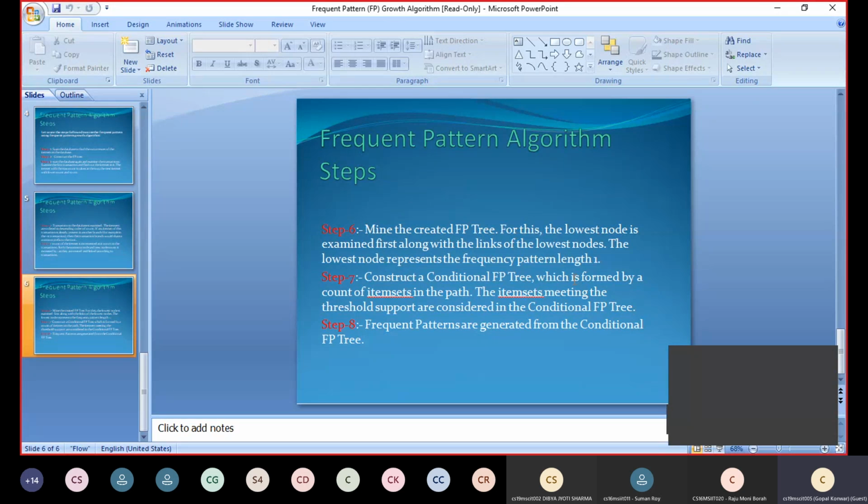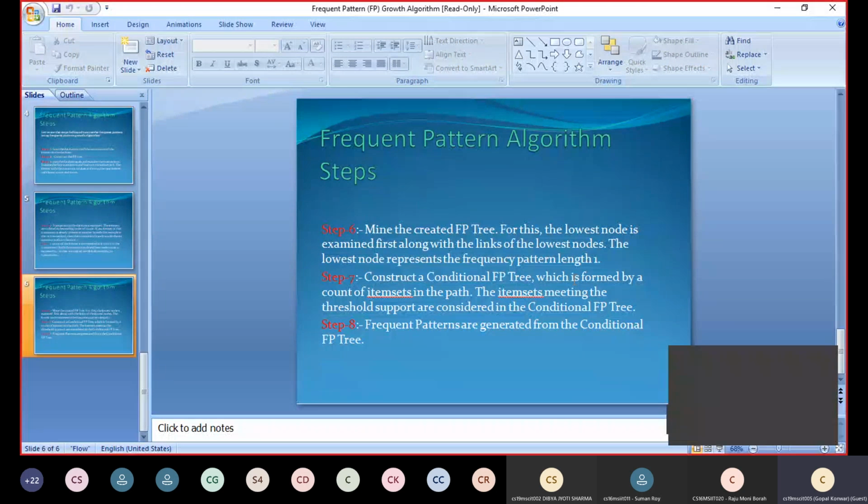Now the number 6 step is to mine the created FP tree. For this, the lowest node is examined first along with the link of the lowest node. The lowest node represents the frequent pattern length.